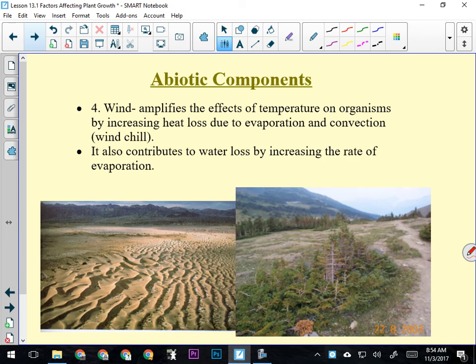Wind, okay, wind is an overlooked factor affecting plant growth for many reasons. First off, it increases the rate of evaporation. That means things dry out faster. That's why your hair dryer isn't just a heat lamp. It's a heat lamp with a powerful fan, right? The combination of heat and movement makes things evaporate and dry out faster.